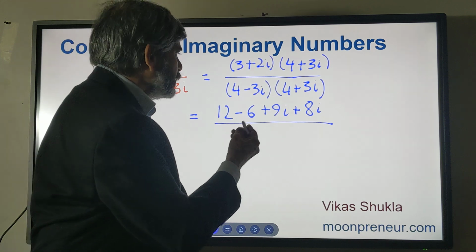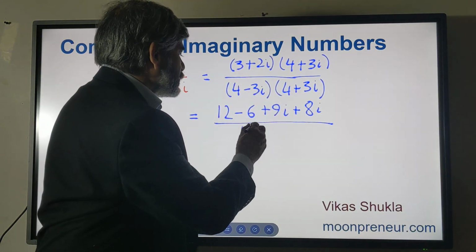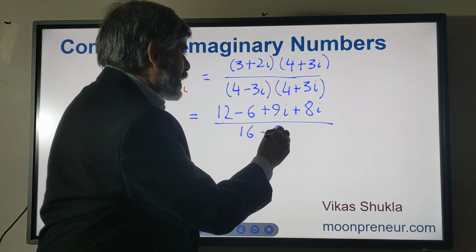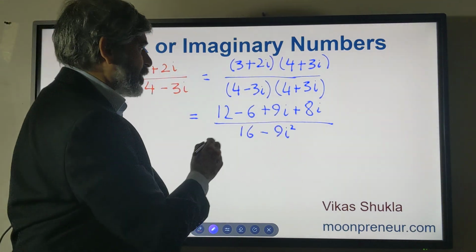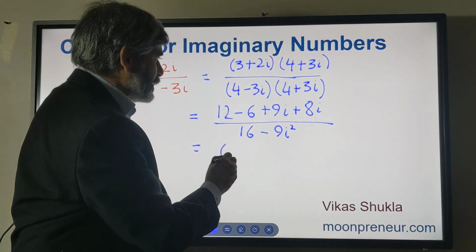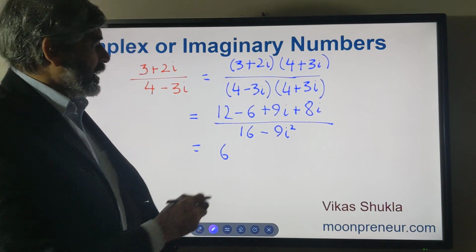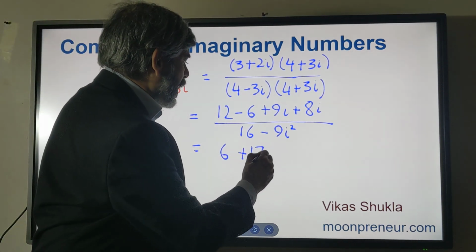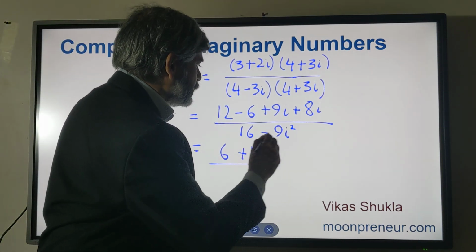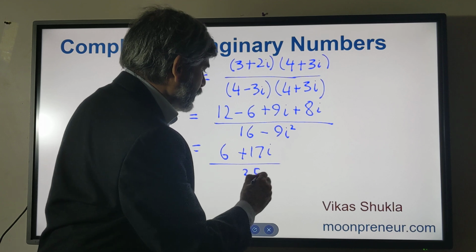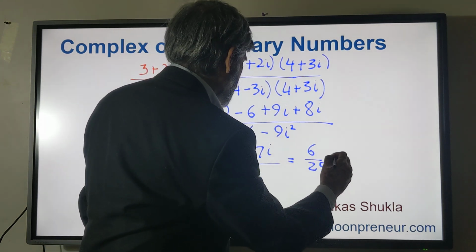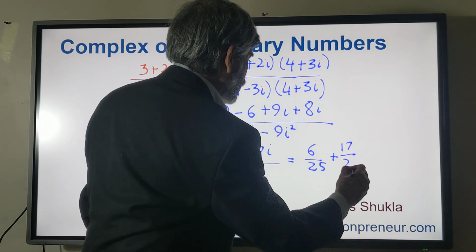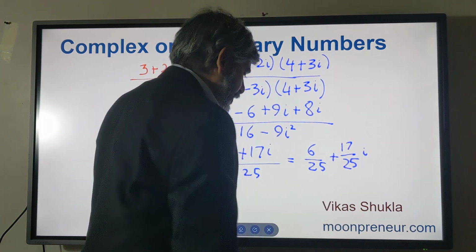And minus, this is 4 squared, which is 16, and minus 9i squared becomes plus 9, because i squared is minus 1. Here we get 6, and 9 plus 8i is 17i, and this becomes 16 plus 9 or 25. It is generally written as 6 divided by 25 plus 17 by 25 times i.